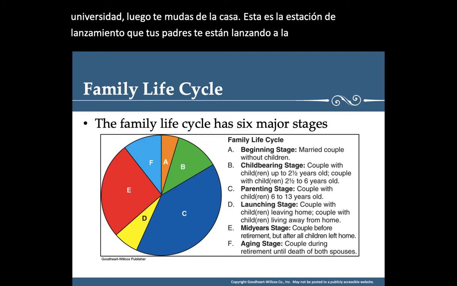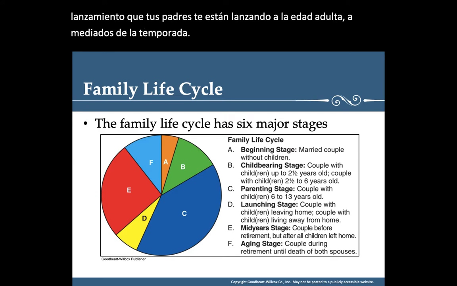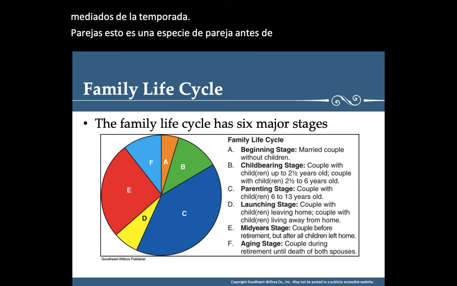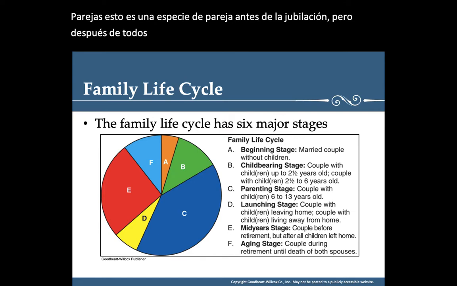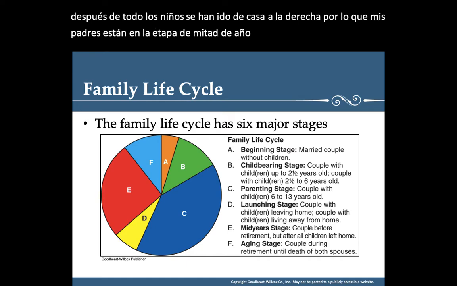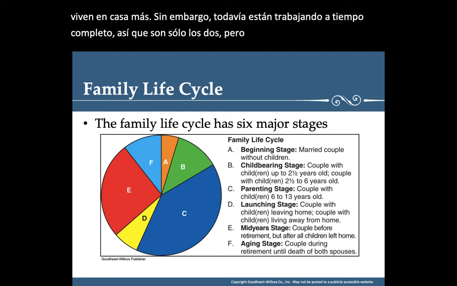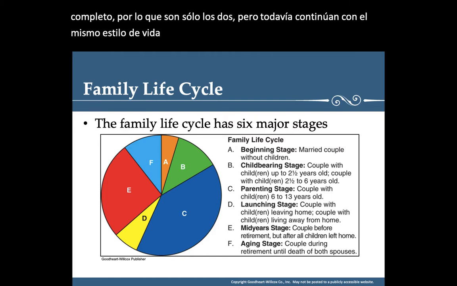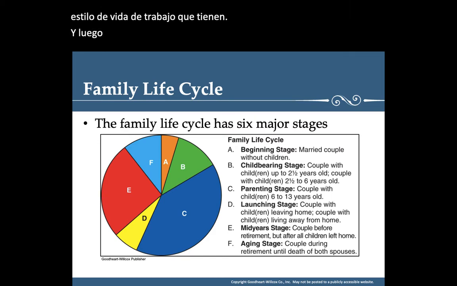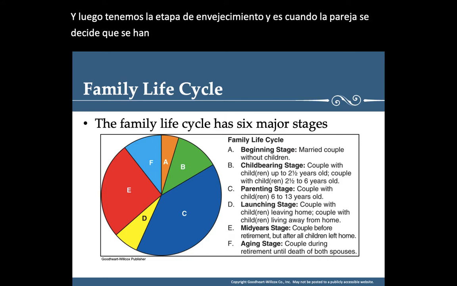Mid-year stage. This is the couple before retirement, but after all the children have left home. So my parents are in the mid-year stage where none of their children live at home anymore. However, they are still working full-time. So it's just the 2 of them, but they still continue with the same work lifestyle. And then we have the aging stage, when the couple has retired, and it goes through until the death of both spouses.